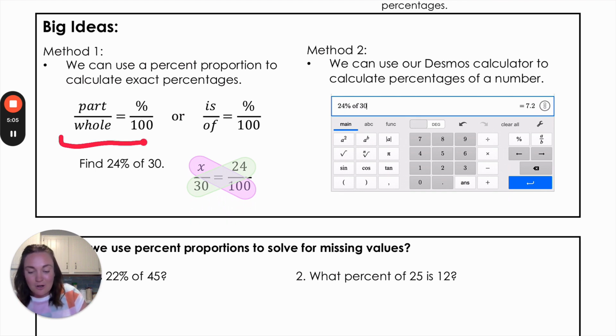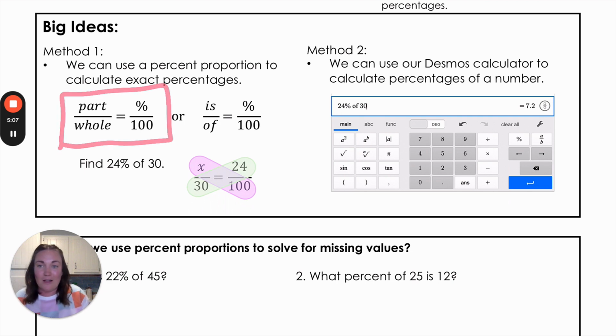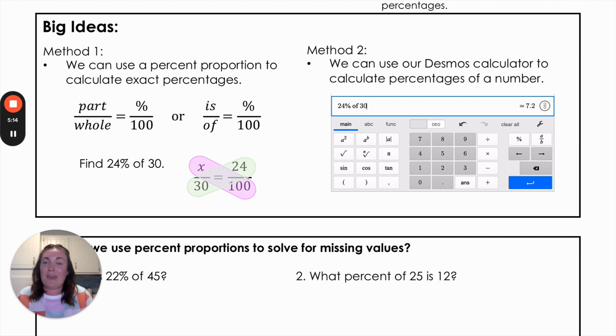So it says part over whole equals percent over 100. So part over whole, percent over 100. A lot of times when we're looking at word problems, we use these words "is" and "of" a lot. So this is another helpful way to say it. Is over of is percent over 100, and that'll make more sense when we actually look at some problems together.